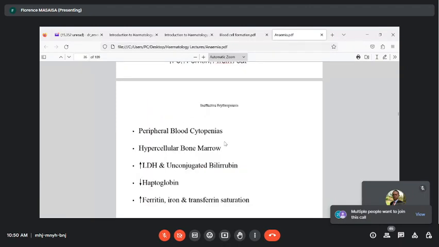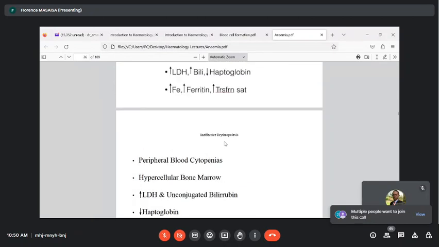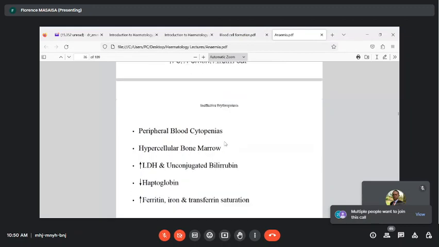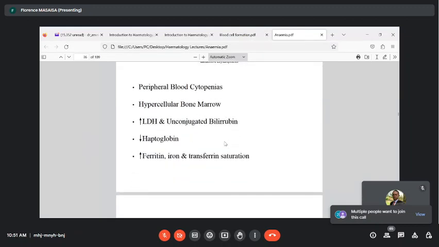I can try. I'm listening. The reason behind is we are having increased LDH because we are having hemolysis. We are having increased LDH because we are having hemolysis.